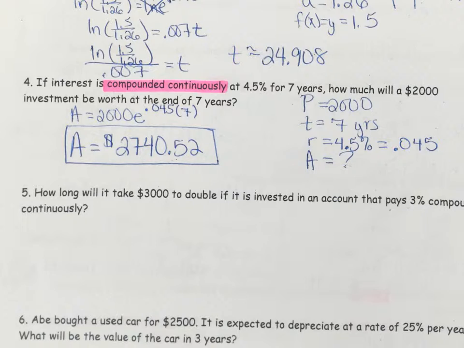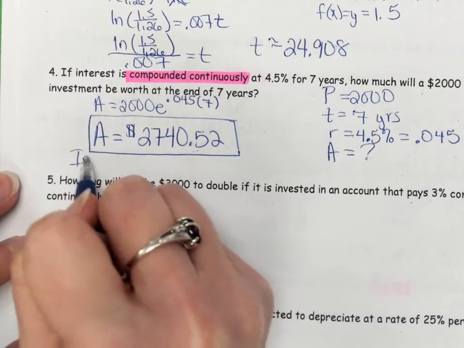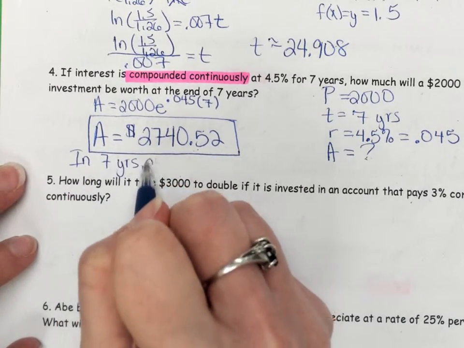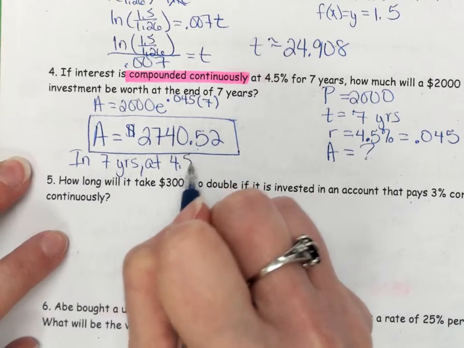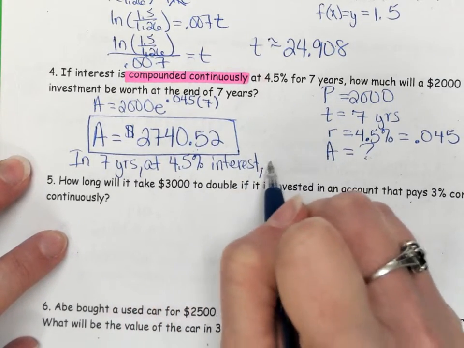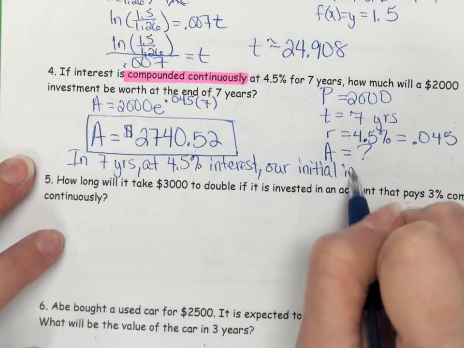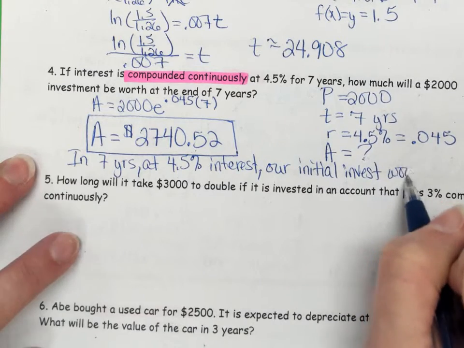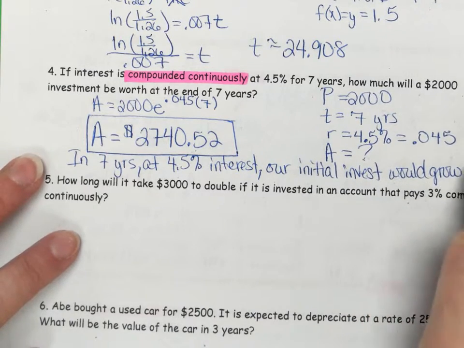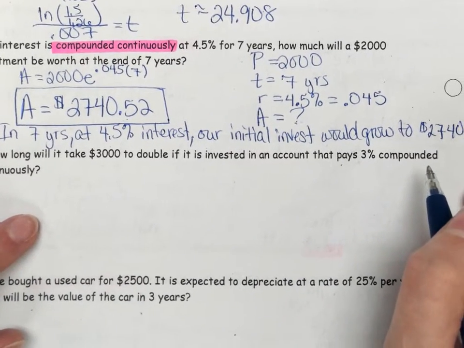We could say that in 7 years, at 4.5% interest, our initial investment would grow to $2,740.52. I can't fit all that on the screen at the same time.